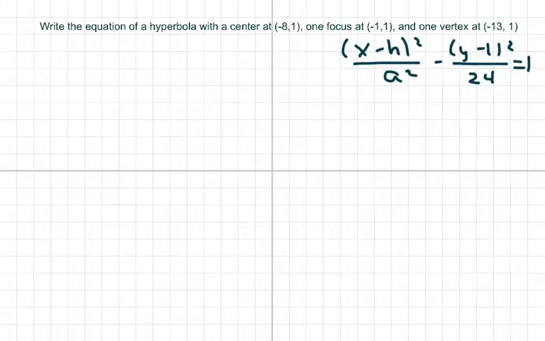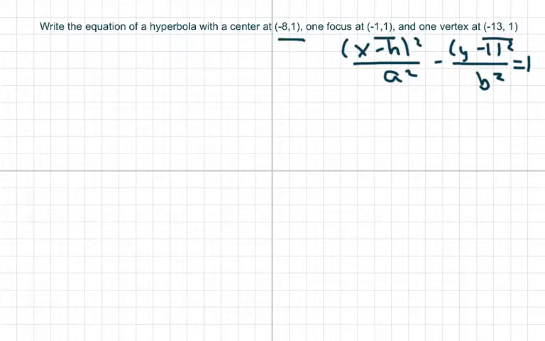Okay, the next problem says write the equation of a hyperbola with this center. So again, I'm assuming that you already know. I don't know why I put the 24 there. This would be b squared here. This is your standard formula. I know that the part that's the same here is my y. My y here is always at 1. So if I look at this and look at my center, I have 1, and then we go to negative 8. 1, 2, 3, 4, 5, 6, 7, 8. All right, so that's your center.